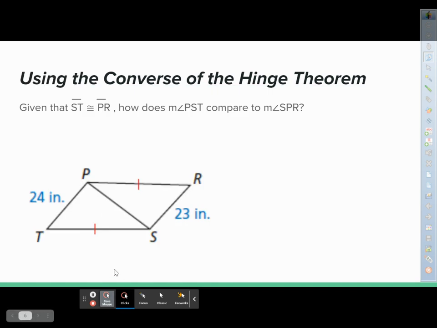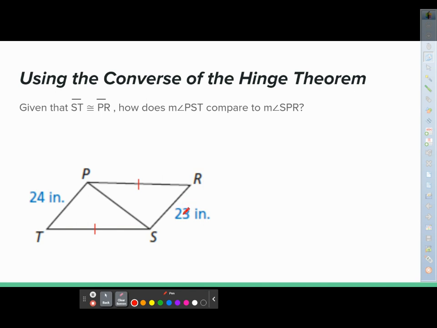Using the converse of the hinge theorem, notice I whited out the numbers, so you need to put the numbers on there first. It says, given that ST is congruent to PR, how does the measure of angle PST compare to the measure of angle SPR? Okay, so I notice these two sides are marked congruent, and I notice that PT is 24 inches and RS is 23 inches.